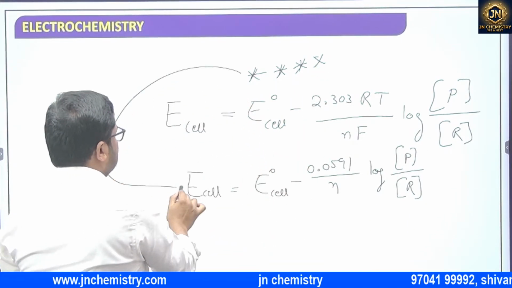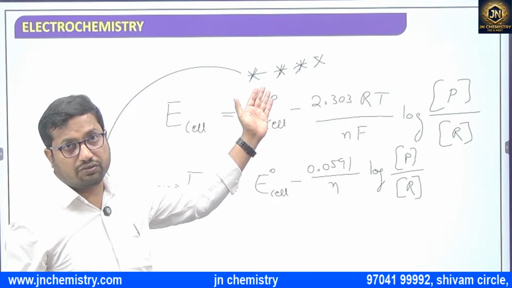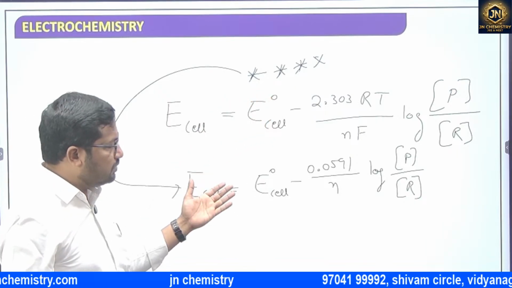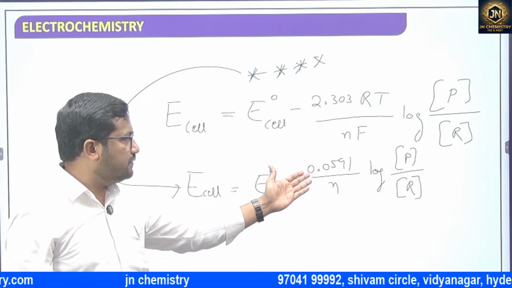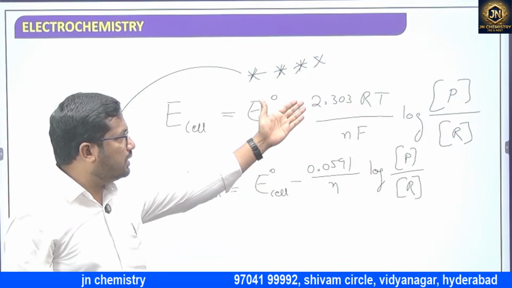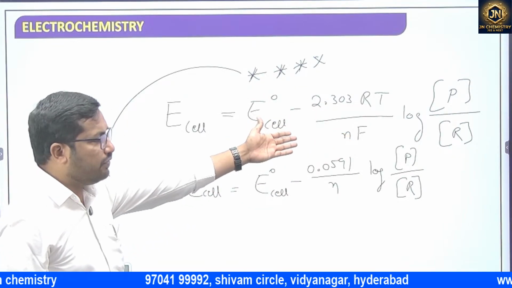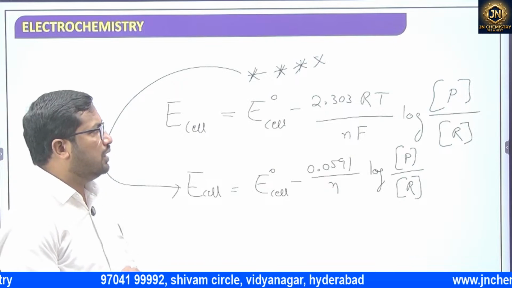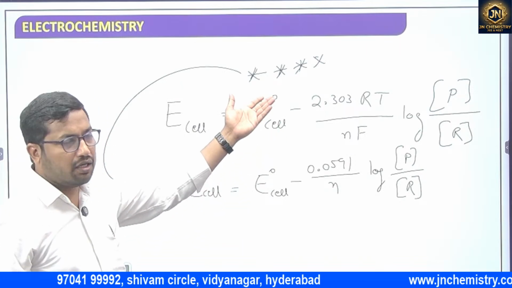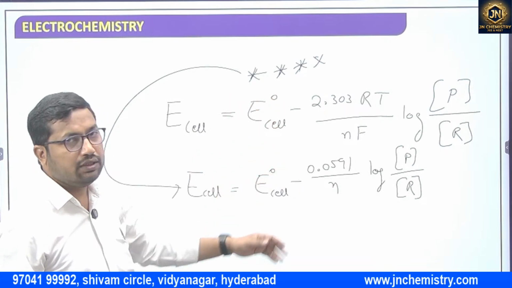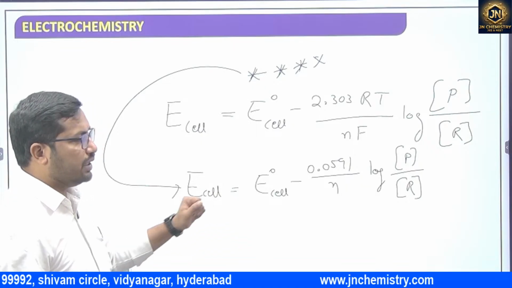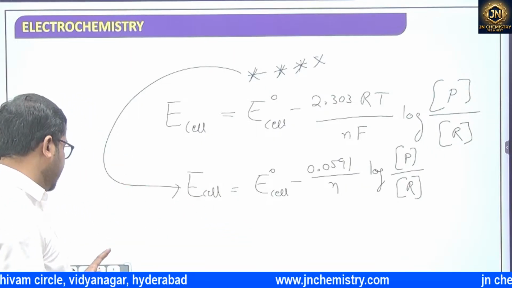Sometimes they may ask the question like this also. While solving numericals, this is best, because the R value, temperature 298 Kelvin, and Faraday 96,500 are all substituted, and then 0.0591 comes. So you can use this formula. I explained that there itself. Okay.